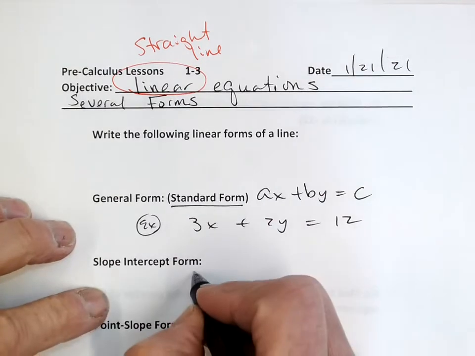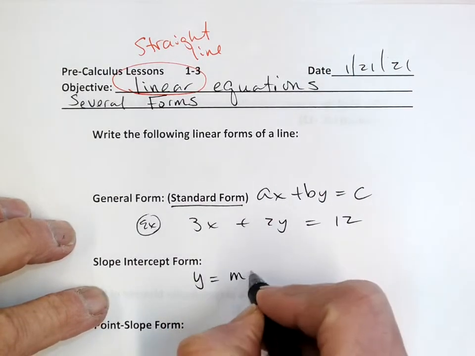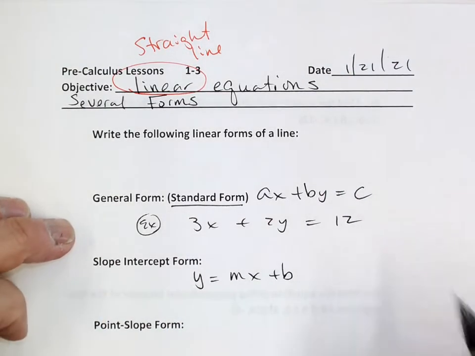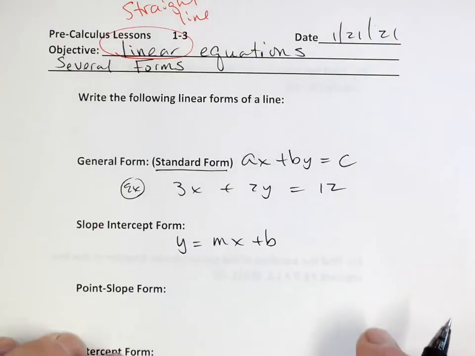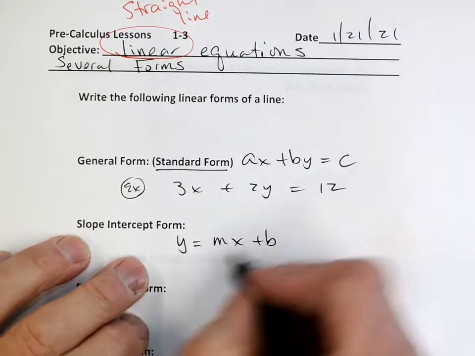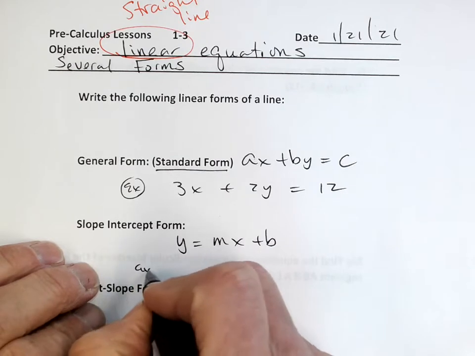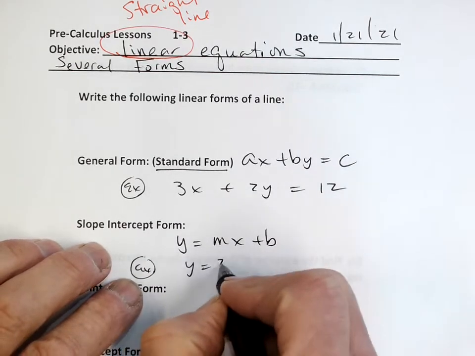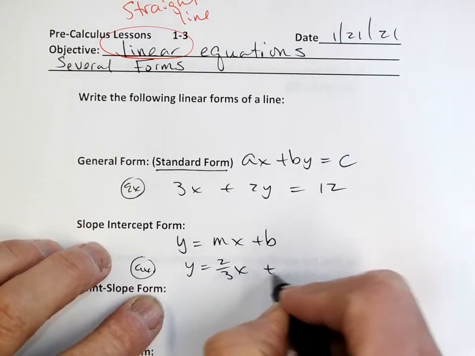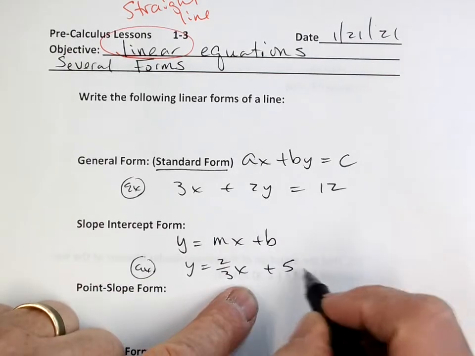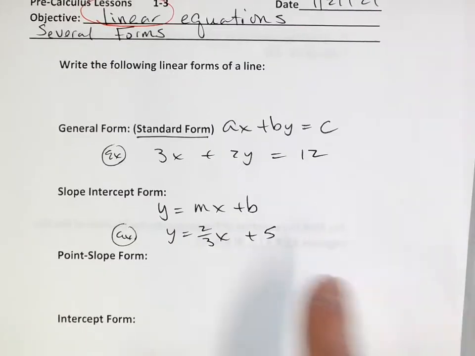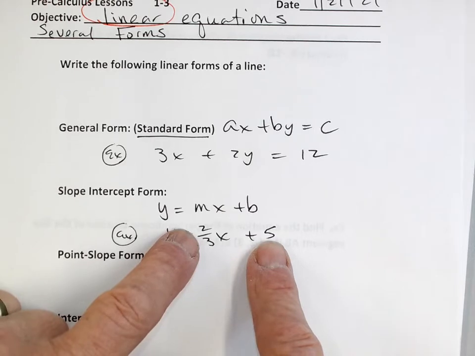Slope-intercept form is the y equals mx plus b. And the advantage of that one comes from graphing, okay? So an example of that, we've seen these. Y equals 2/3 x plus 5. And that one makes it really easy just to graph. Start at 5, go up 2 over 3, up 2 over 3, right?